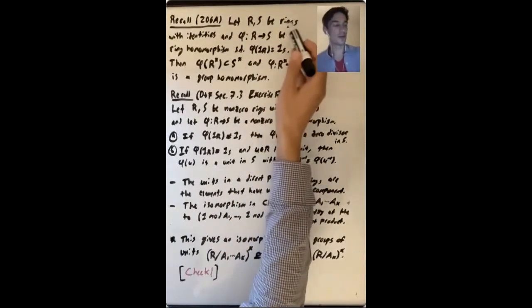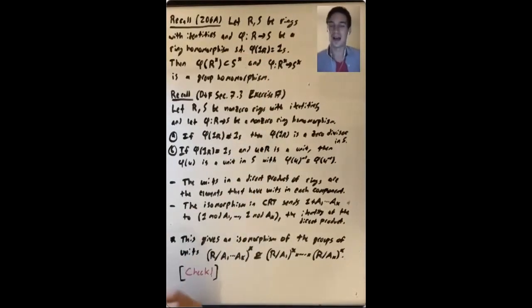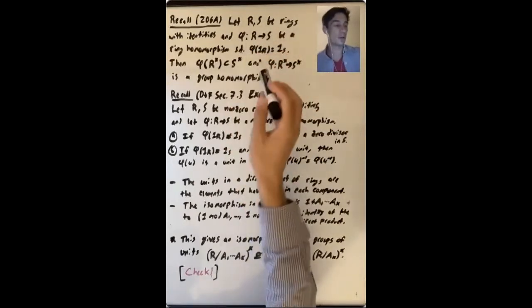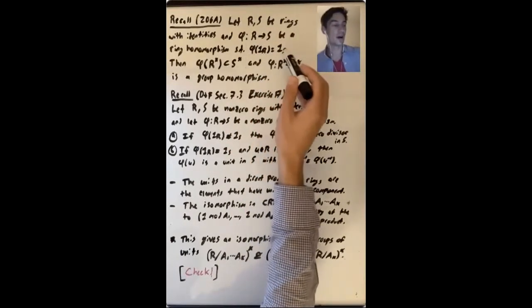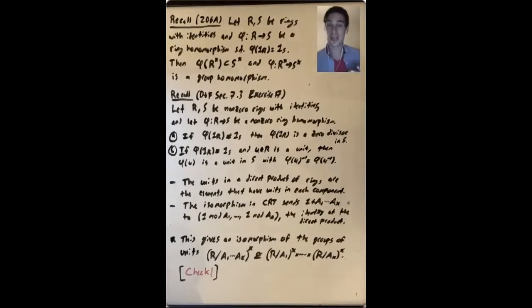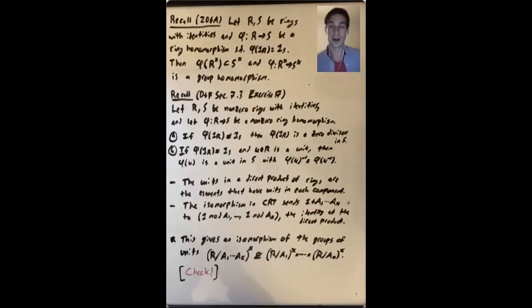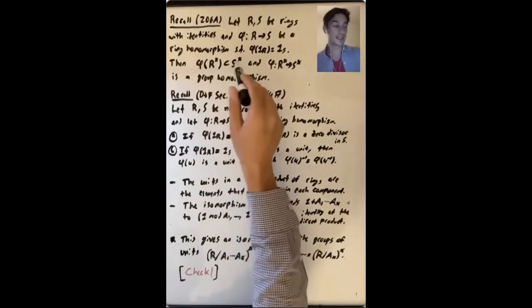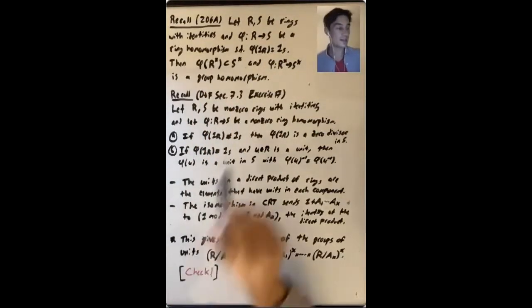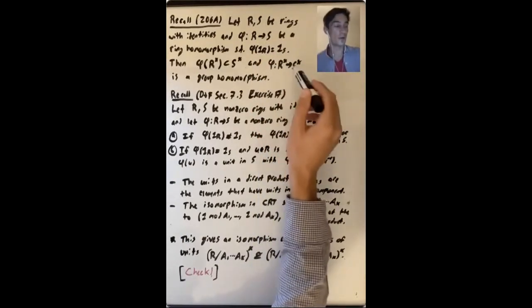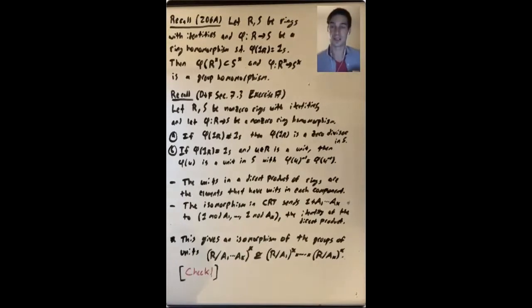Let's say that R and S are rings with identities. Let's say 1 not equal to 0. And phi from R to S is a ring homomorphism that sends the identity of R to the identity of S. Remember that that's actually part of Conrad's definition of what it means to be a ring homomorphism. Then, what happens when you look at where phi sends the units in R? The units of R get sent to units in S. And if you take phi and restrict it to the units, what you get is a group homomorphism between these two groups of units.